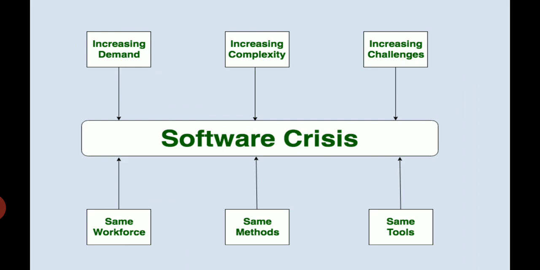See, in this diagram we can see there was increased demand, increase in complexity, and increase in challenges, whereas the workforce was the same, the methods were the same, and there were the same tools. So all this led to the software crisis.